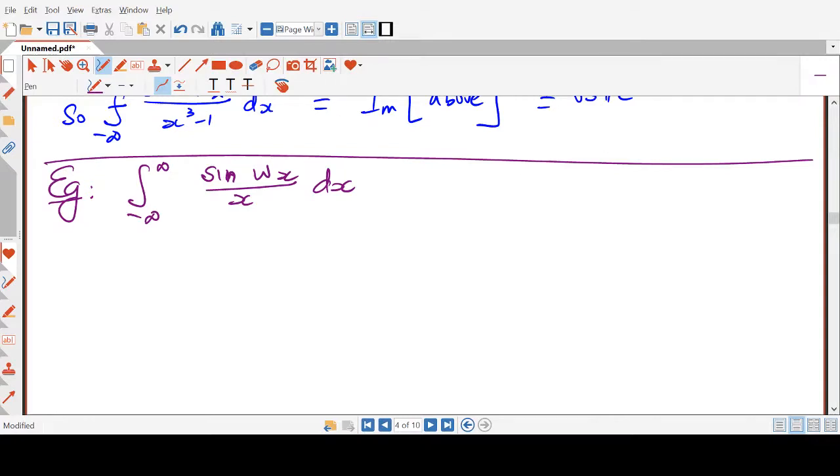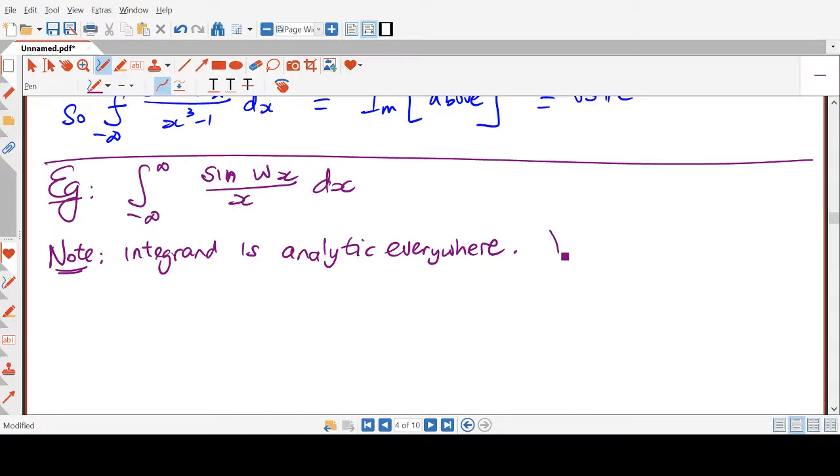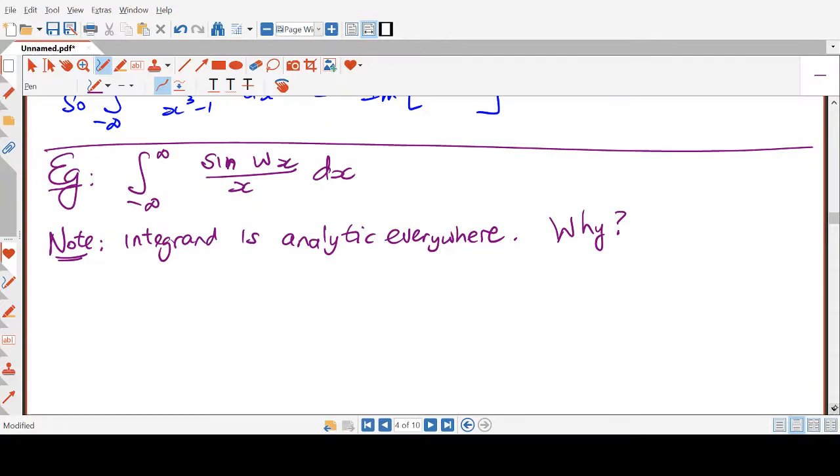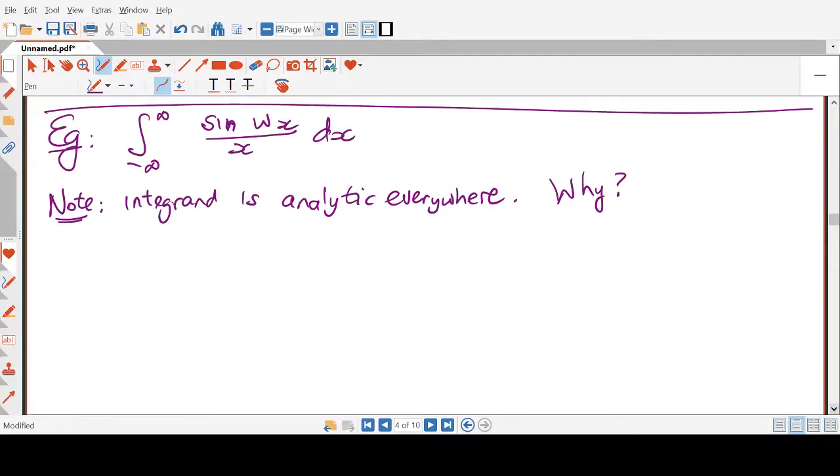Well, let's see. Note, firstly, an old concept: the integrand is analytic everywhere. Why? Or how do we know this? Well, look, we've been assuming all the functions we're dealing with are analytic everywhere. But it's a point that we need to investigate at first to see whether we are dealing with something that's analytic everywhere, or if there are some points that need to be removed.